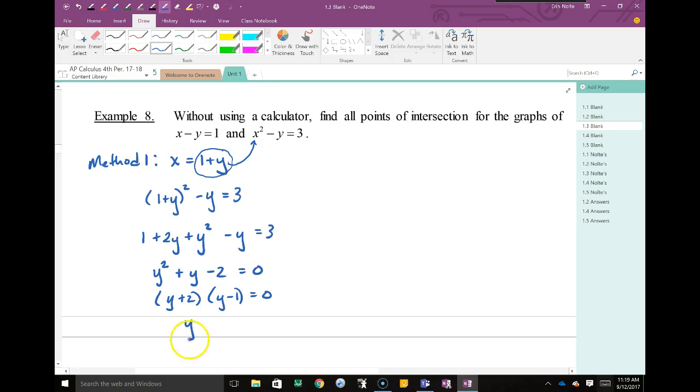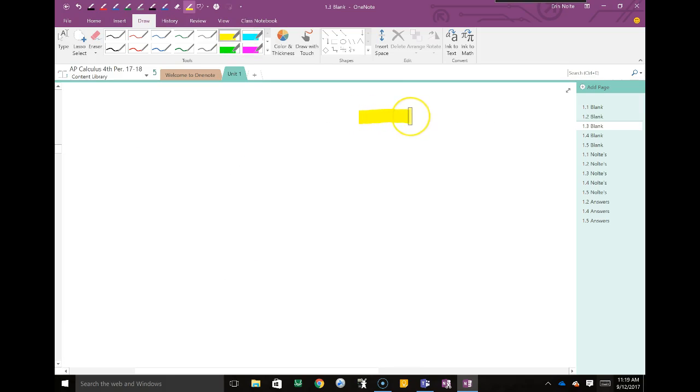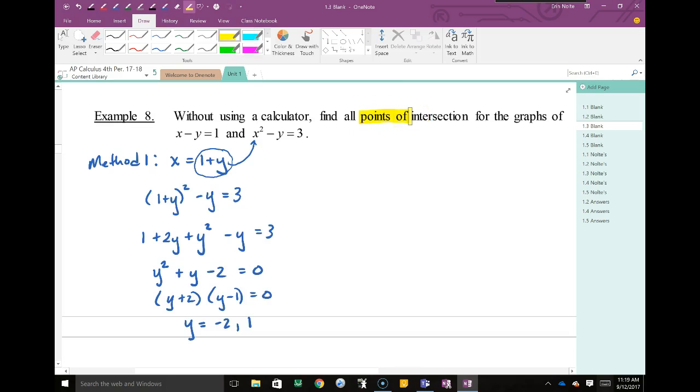Okay, so I get two y solutions. What are my two solutions? -2 and +1. Now, am I finished at this point? No, because what did it ask for at the very beginning? We're looking for points of intersection. So points include an x and a y value. How am I going to find the corresponding x values for these? Plug it in. Which one do I plug it into? It doesn't matter. I can choose either equation, right? I'm going to use the first one because it looks easier to me.